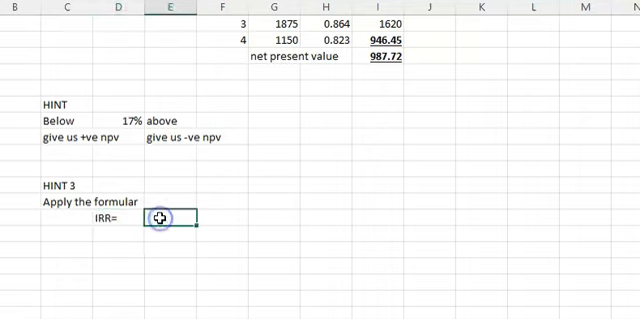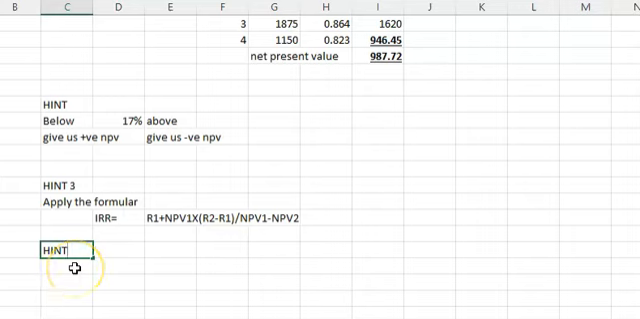IRR is equal to R1 plus NPV1 times, others like putting times and brackets, say R2 minus R1, and then the close bracket like that, and then divided by NPV1 minus NPV2.